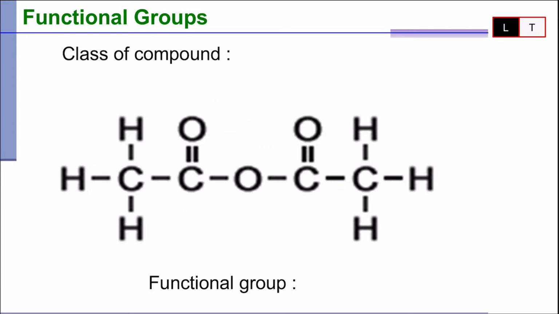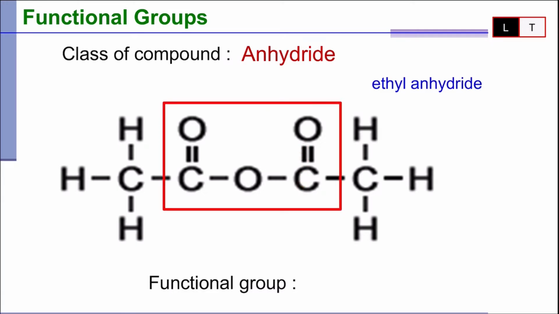Next, kita ada this one di mana class of compound for anhydride. Anhydride, contoh dia ethyl anhydride. This is where you are going to circle C double bond O single bond O single bond C double bond O. So this whole thing kita circle sebagai functional group yang sama nama dia, anhydride. So ini dia macam case phenol tadi. Class of compound dengan functional group dia sama je nama.